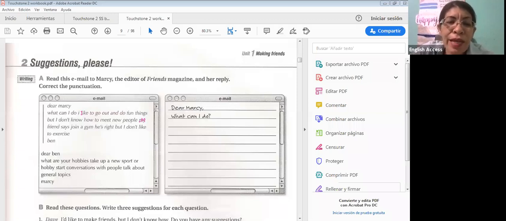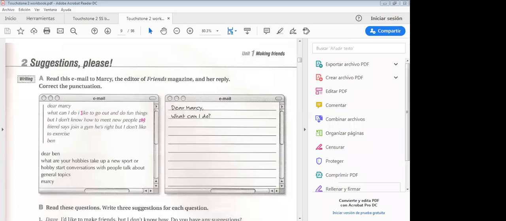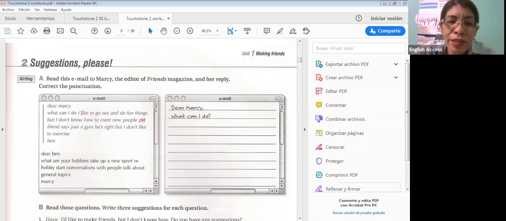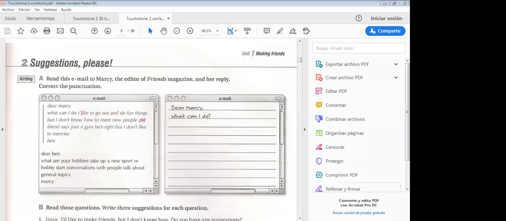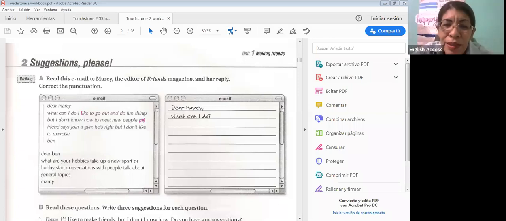How about the first line? It says, what are your hobbies? What is the correction for that one? What are your hobbies? Question mark. Let me see. Correct, Luis. What are your hobbies? Capital W and a question mark.